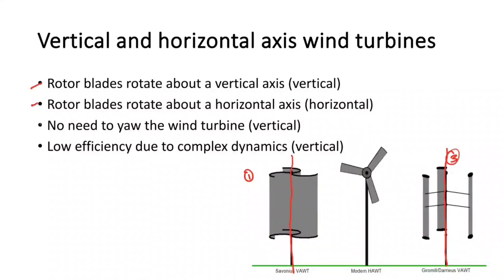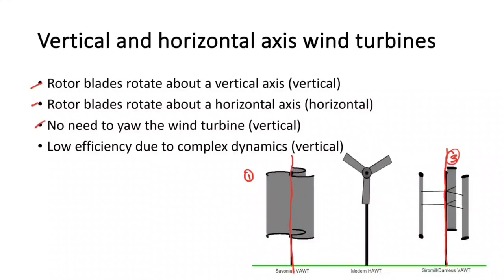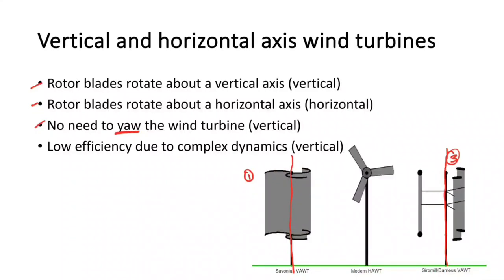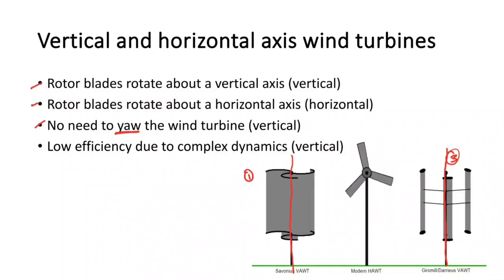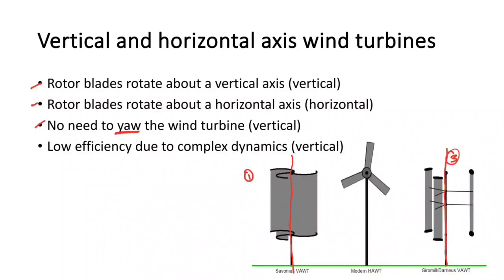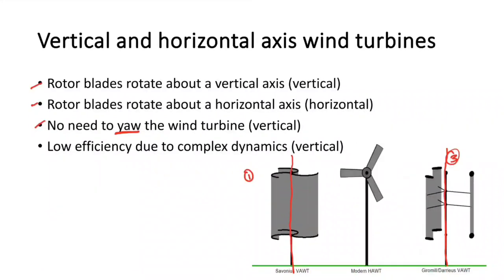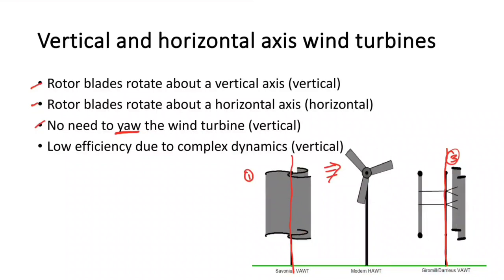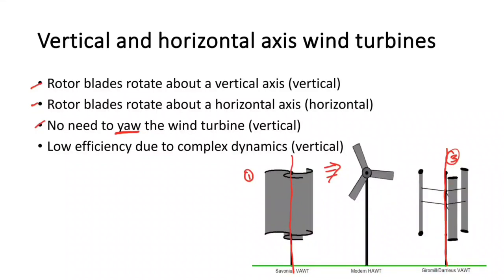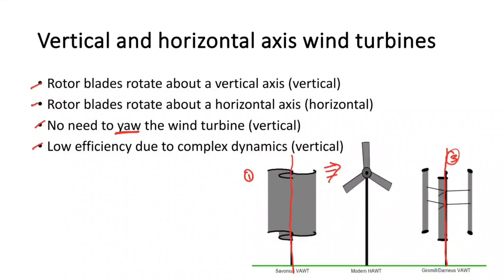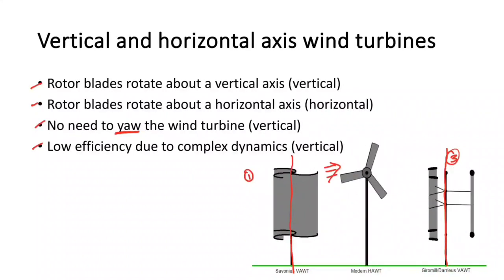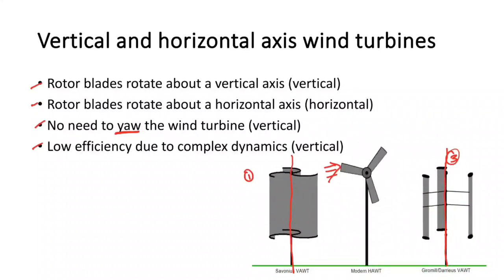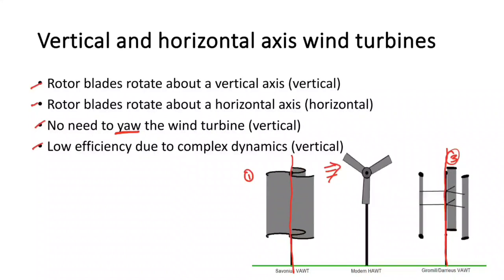One advantage of the vertical axis wind turbine is that you do not need to yaw these wind turbines. By yawing, we mean facing the wind turbine in the direction of the wind. So let's say if wind is blowing from here, you will have to change the direction of the wind turbine such that the rotor blades face the wind. One disadvantage of vertical axis wind turbines is that they have complex dynamics, which reduces their efficiency.